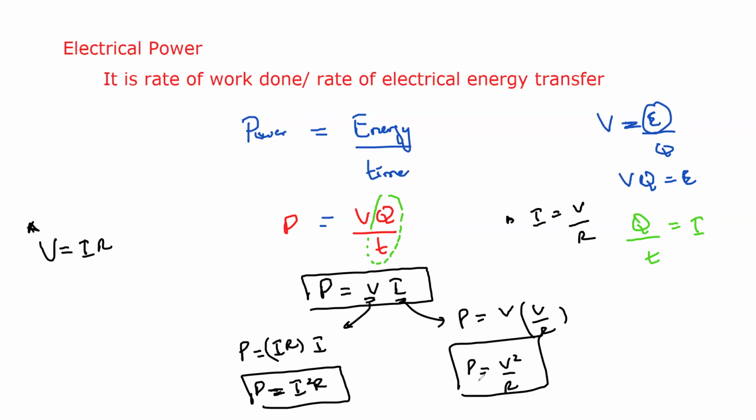So there are three different formulas for power, depending on the question. If we have voltage and current, we can use the first one. If we have current and resistance, we can use I squared R. And if we have voltage and resistance, we can use the third formula. The unit of power is watts. Is this one clear?